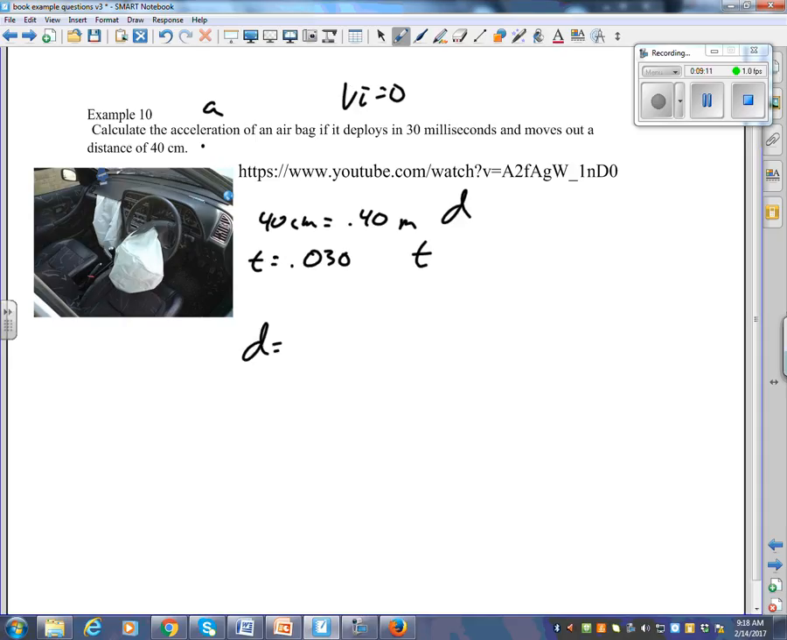So D equals VIT plus 1/2 AT squared. So that displacement is 0.4. The initial velocity is 0. Do I need to write 0 times the 0.03, the time? The initial velocity is 0, so we're just going to write 0. And we're solving for A. I guess I should have it. A times T squared, 0.03 squared.